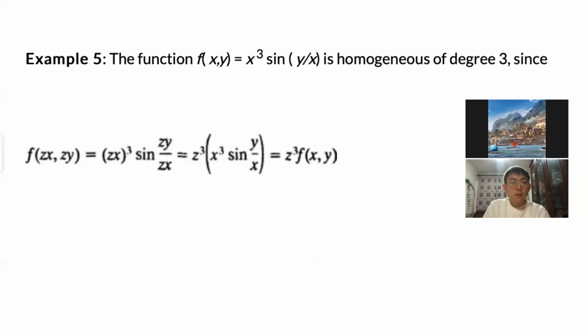And this one is the function f(x,y) equal to x to the power of 3 multiplied by sine of y over x. It's homogeneous of degree 3 because when we multiply z with x and y, we can put z in the front. Finally, we get z to the power of 3 multiplied by f(x,y). The f(x,y) is still the same, so it's homogeneous. Okay, next example.